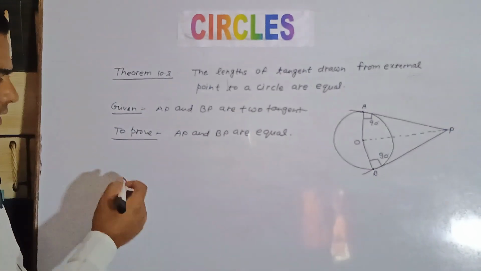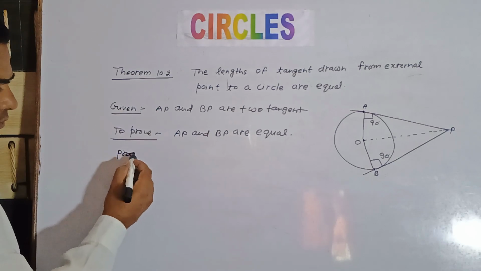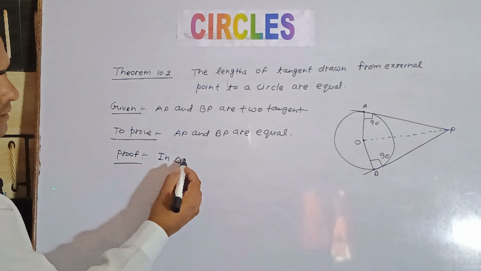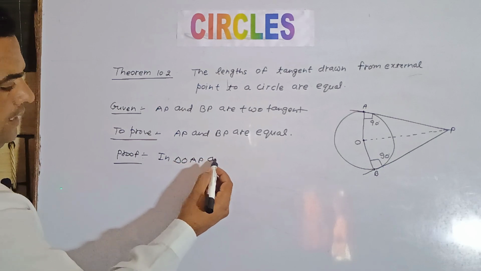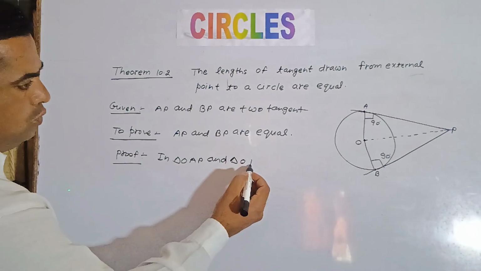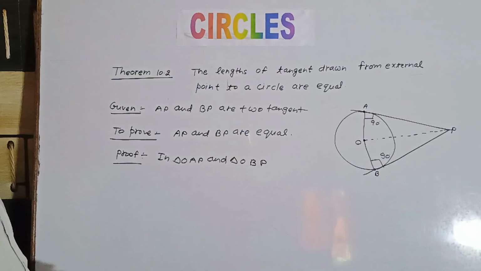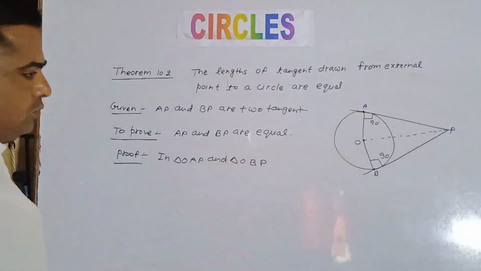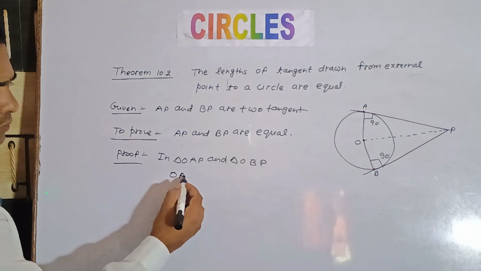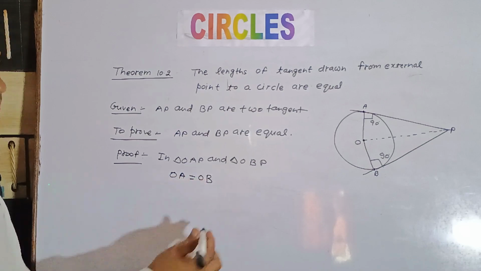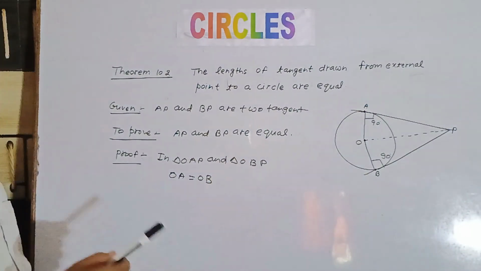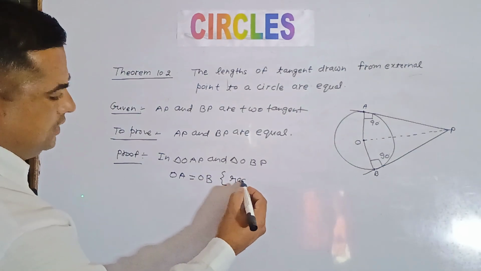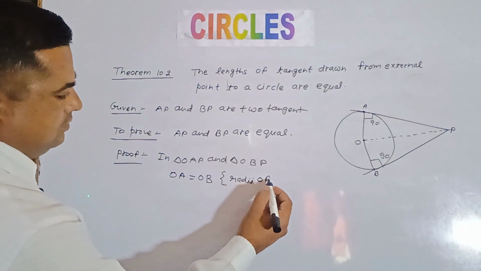Now we are taking two triangles. We will write here, proof: in triangle OAP and triangle OBP, OA equals OB. Why? OA and OB are radii of the same circle. Students, you can write here, radii of the same circle.